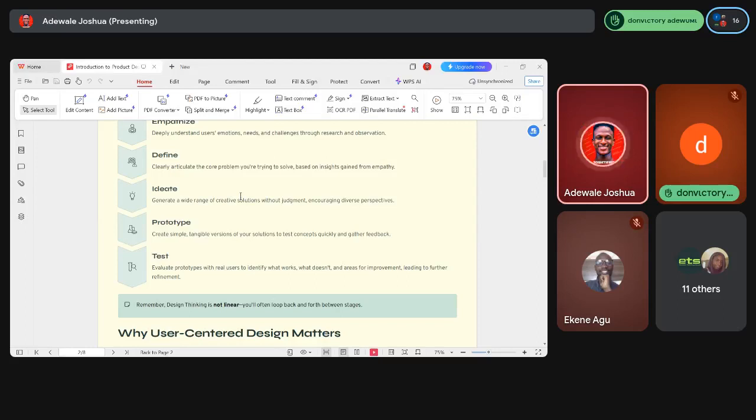Yes, we have websites where you could quickly create prototypes to test your solutions to see if this would actually work. By the time we get deep into it, we get to use most of these tools. Tonight is just an intro on how we can think as a designer. Then the last part here is test.